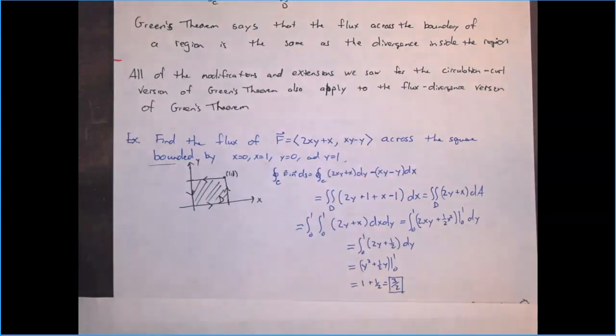So you really need to look when you're doing a problem: are they asking for circulation on a boundary or are they asking for flux across the boundary? Because that's going to change how you set up your double integral if you try to use Green's theorem. It's also going to change how you set up your line integral if you decide to do the line integral. For circulation, the line integral was P dx plus Q dy. But for the flux, it's P dy minus Q dx. So another thing to keep in mind.